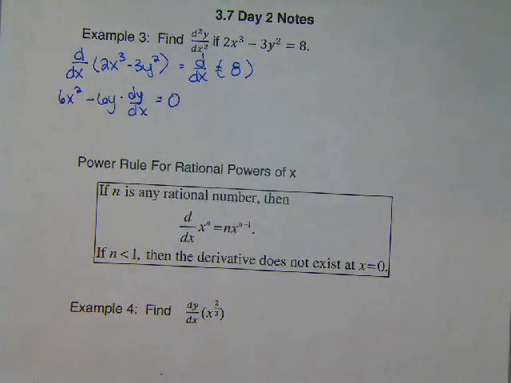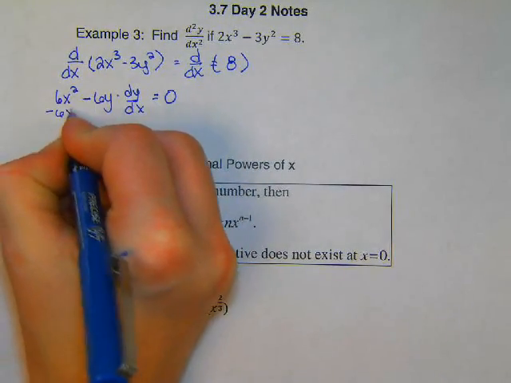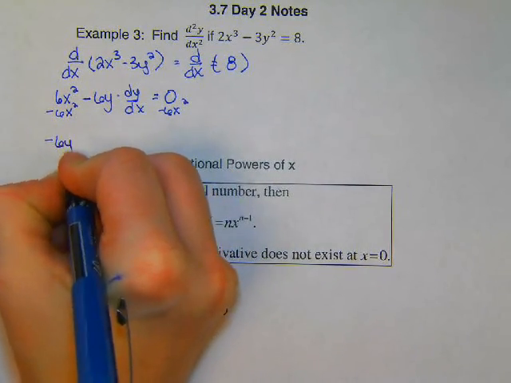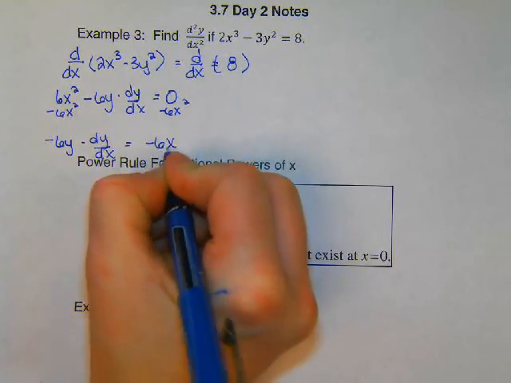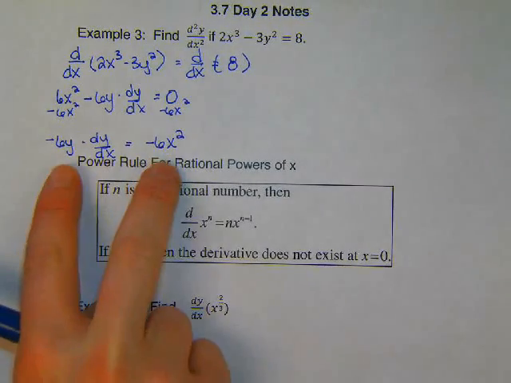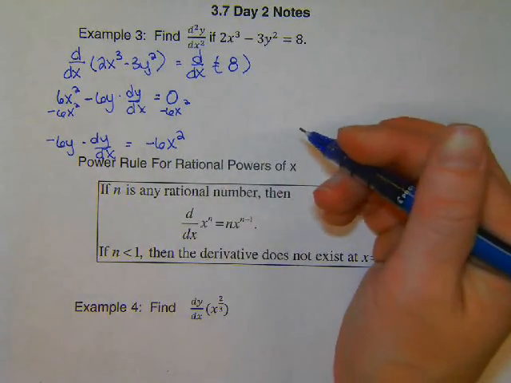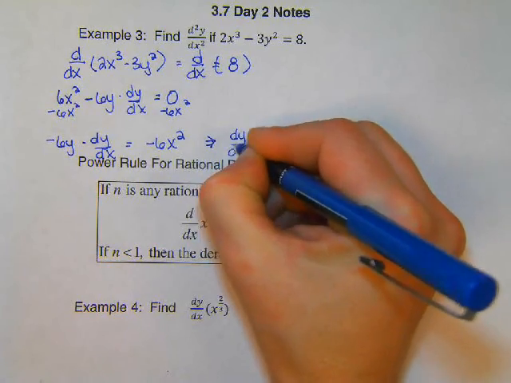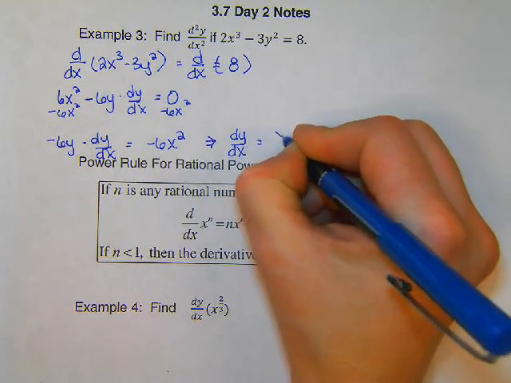Okay, so once again we are going to solve for dy dx. So I'm going to move this 6x squared over to the other side, leaving me with negative 6y times dy dx equals negative 6x squared. Finally, if I divide both sides by negative 6y, I would be left with dy dx equals, the negative 6 divided by negative 6 would cancel, and x squared over y.